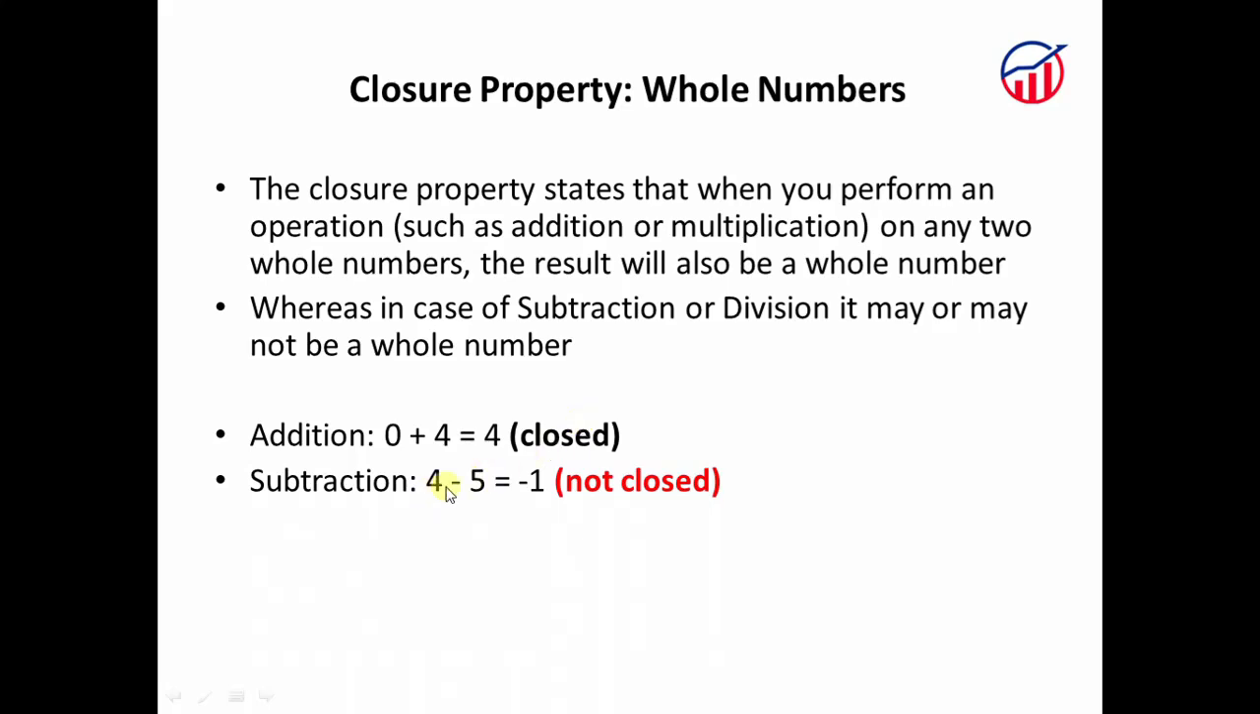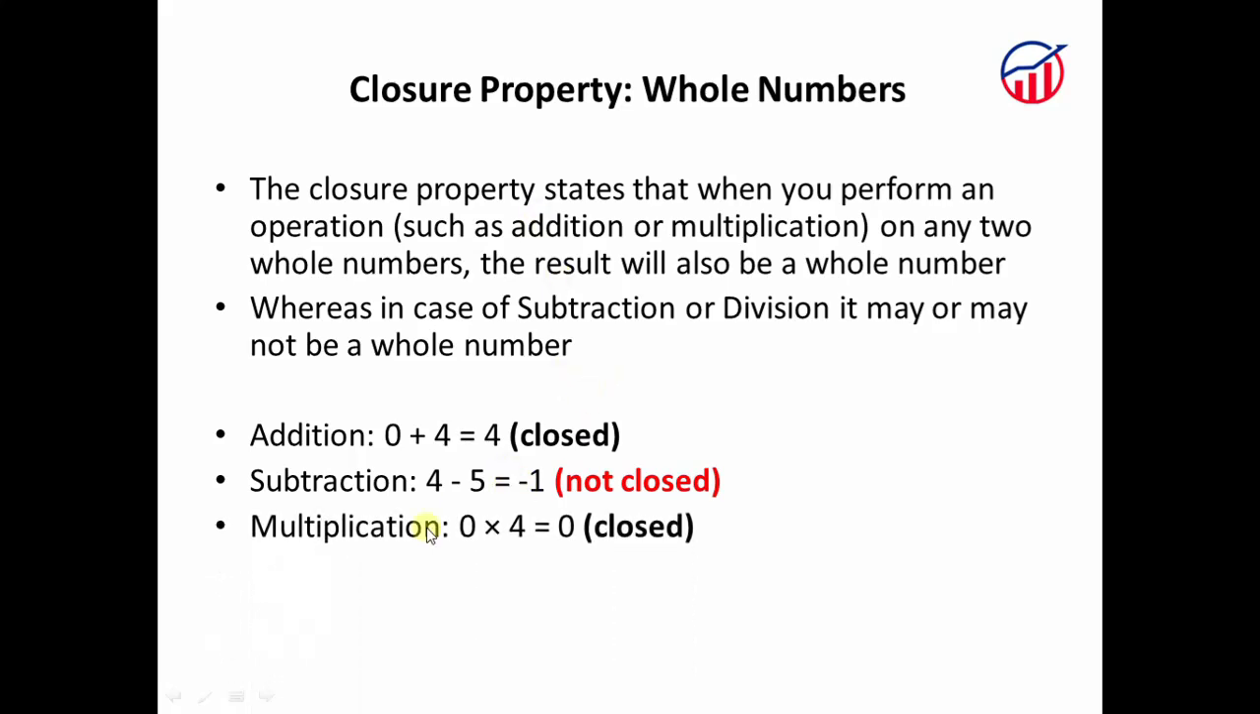In case of subtraction, supposing we subtract 5 from 4, you get negative 1. So you see negative 1 is an integer over here. It's not a whole number. Hence you call it not closed for subtraction. But if you just reverse, you can see over here 5 minus 4 will be positive 1. So sometimes it may give you a whole number, sometimes it may not. But even if it violates once, you're going to call it not closed. So subtraction is not closed for the closure property.